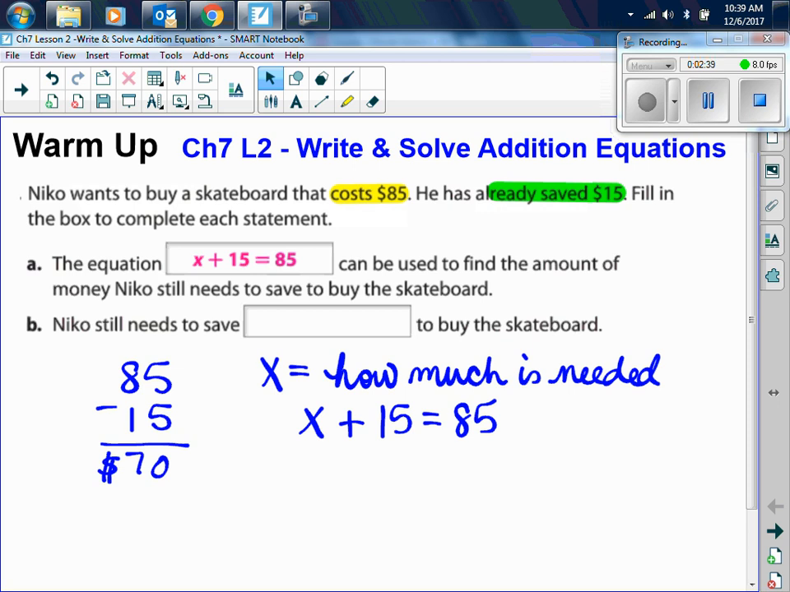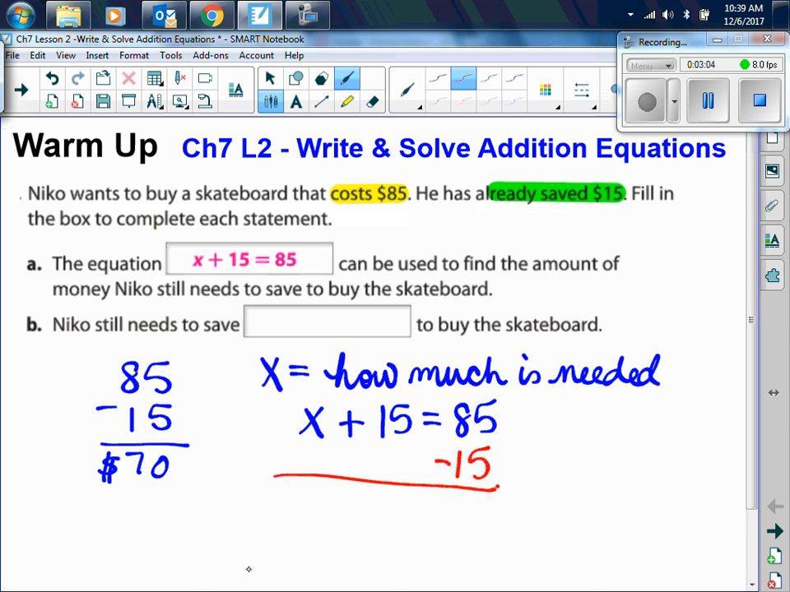Question B says, Nico still needs to save how much to buy the skateboard? And we said it's 70 because we subtracted, right? Now, algebraically, okay, we subtracted 15 from 85, right? Here, we subtracted 85 minus 15. Okay? Now, when we show the work algebraically, if I subtract on one side, but not on the other side, my equation is unbalanced. Okay? So what do I have to do to get it back in balance?